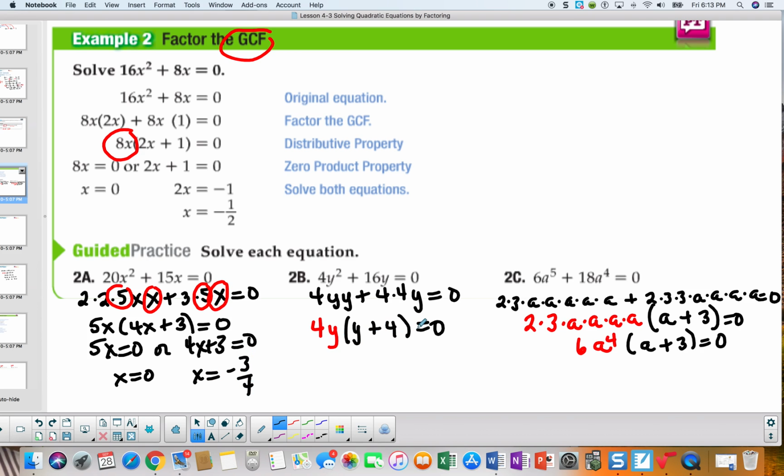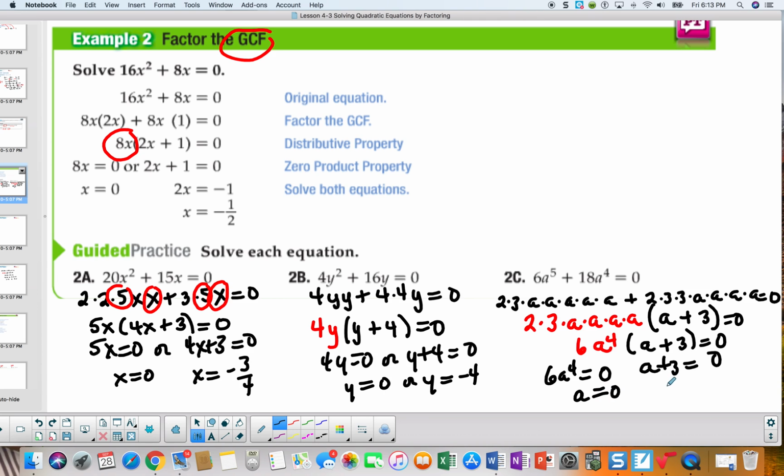Over here, I've already factored it out. 4y is equal to 0, or y plus 4 is equal to 0. So y is equal to 0, or y is equal to negative 4. Here again, I've written it all out. If you don't need to do this, this is fine. If you can factor it out, now set each factor equal to 0. And our answer here will be 0, and a will be equal to negative 3.